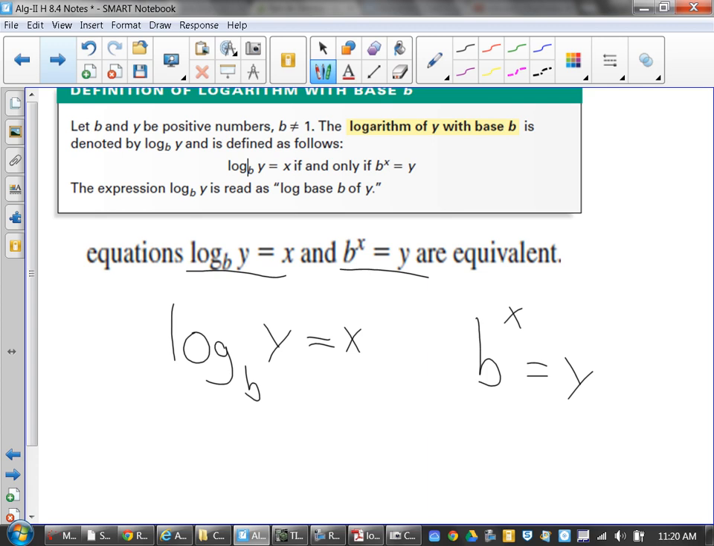So we have two forms here: logarithmic form and exponential form. They go back and forth with each other all the time. Log base b of y is x. b to the x is y.